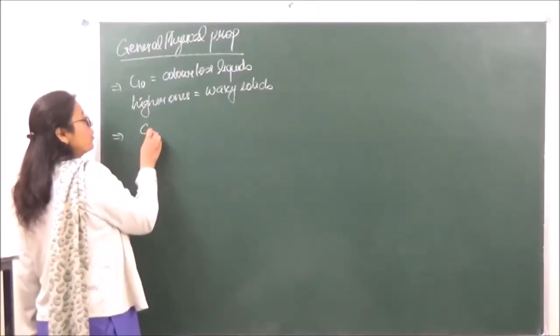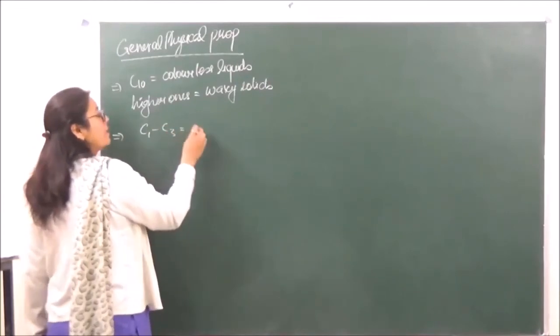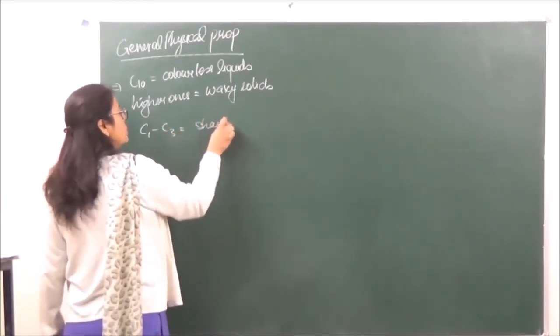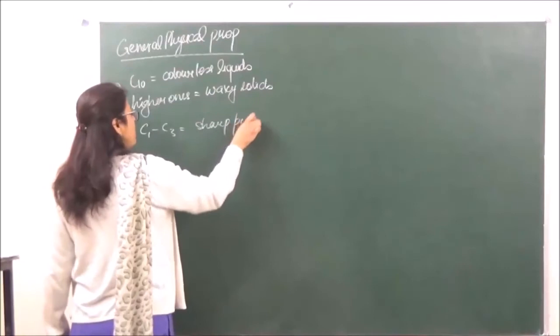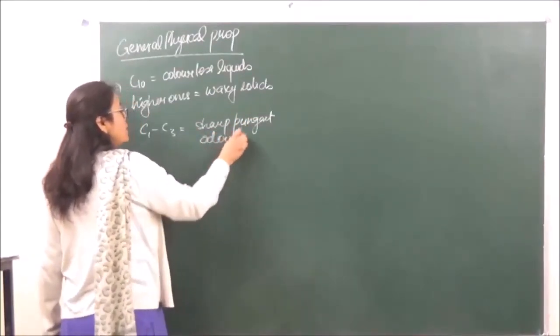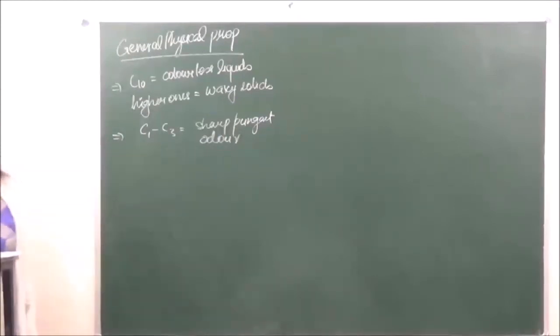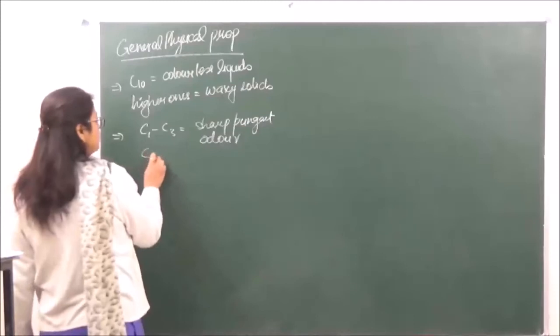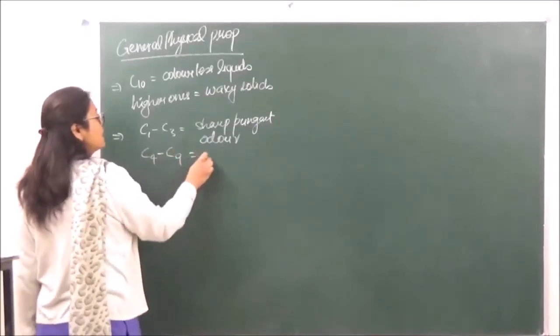So when we are talking of C1 to C3, they have a sharp pungent odor, whereas from C4 to C9, they have an odor of rancid butter.